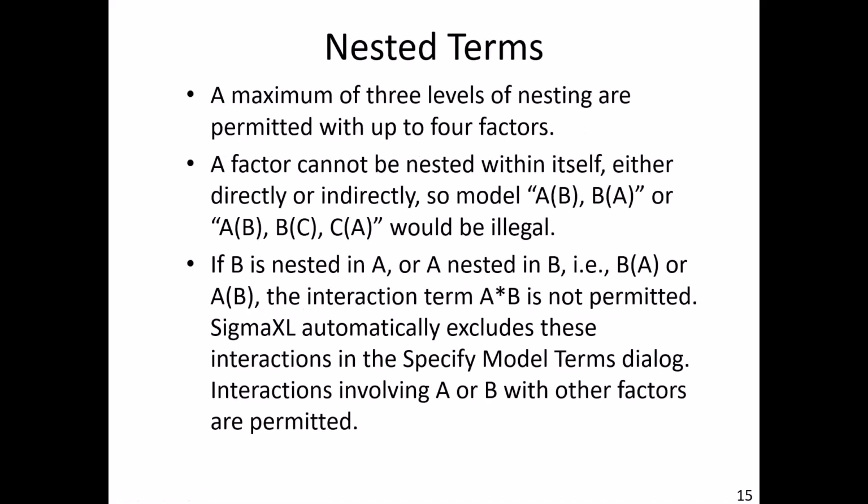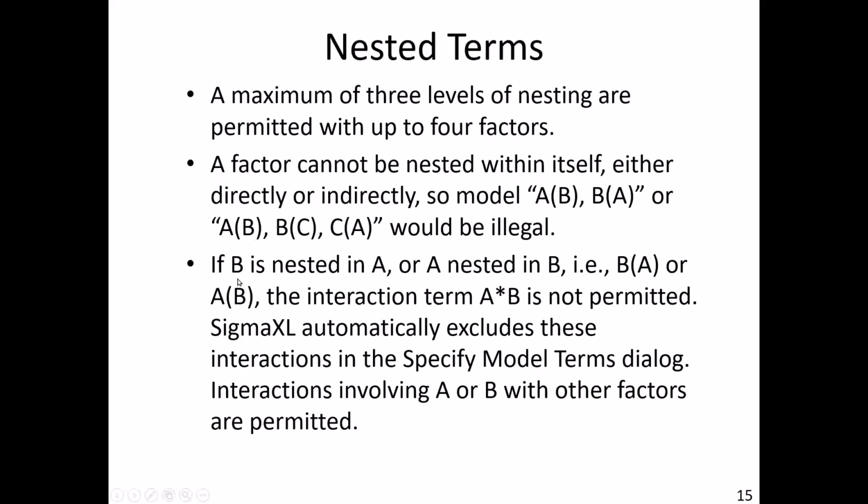A maximum of 3 levels of nesting are permitted with up to 4 factors. You have to be careful. You can't say A parentheses B, B parentheses A, because that means it's nested within itself. That's illegal. And you'll get an error message. Also, indirect nesting within itself, A nested in B, B nested in C, C nested in A, is also illegal.